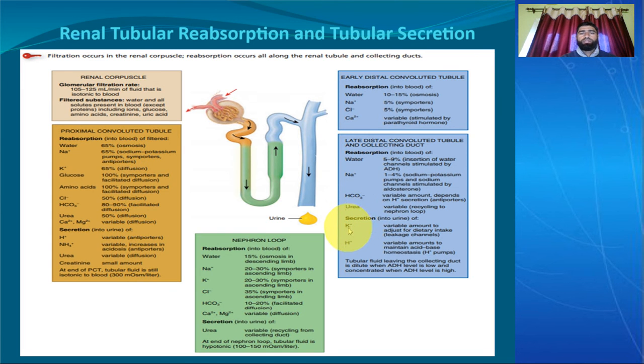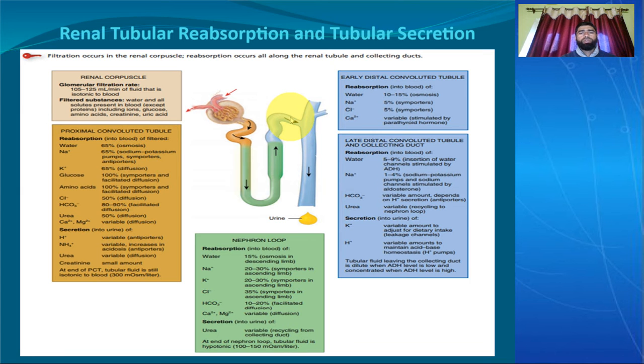Secretion into urine happens: potassium and hydrogen. These are adjusted in variable amounts to adjust for dietary intake. Potassium leakage channels are here, and they lead to the loss of potassium through secretion. Similarly, H positive ion in variable amounts to maintain acid base balance, that is homeostasis. H positive pumps are here to maintain the acid base balance, and extra H positive is excreted out. Tubular fluid leaving the collecting duct is dilute when ADH level is low and concentrated when ADH level is high.